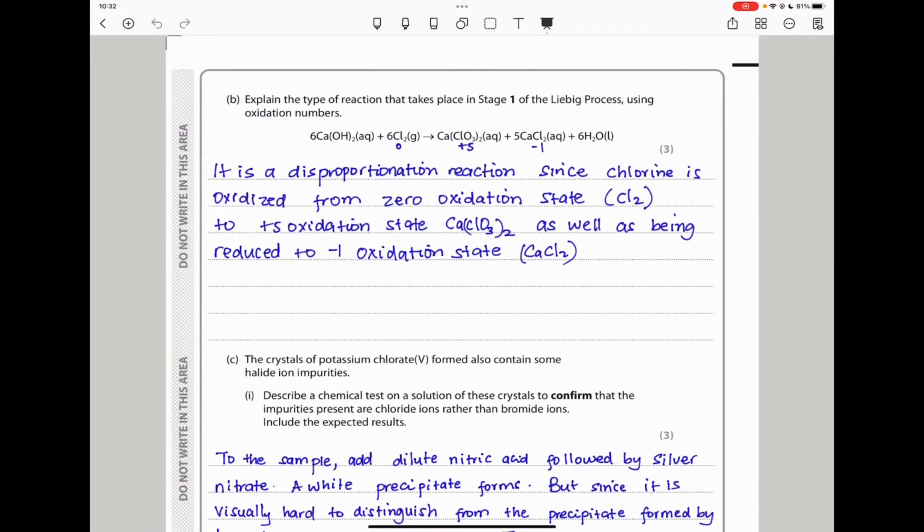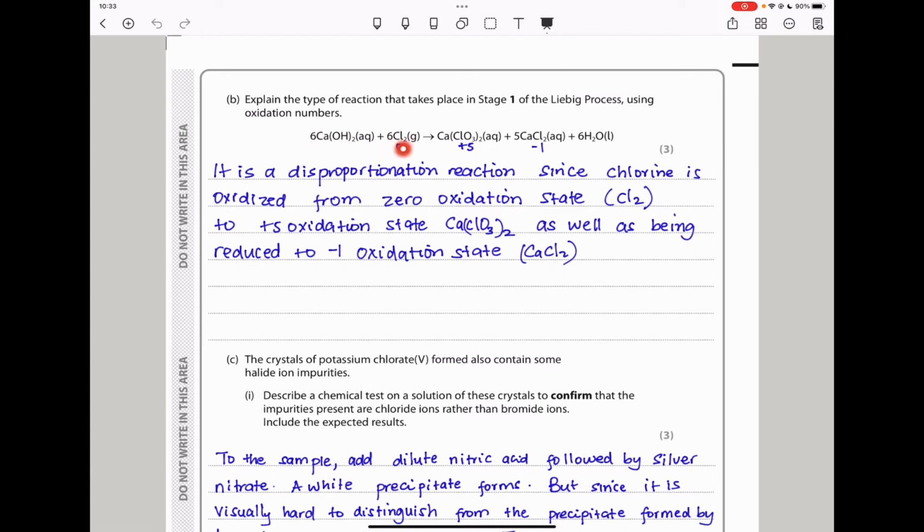Moving on. Here they say explain the type of reaction that takes place in stage 1 of the labeling process using oxidation numbers. So if we're using oxidation numbers, we want to know if the reaction is a reduction or if it's oxidation. Now looking at calcium, we see this is calcium 2 plus, still 2 plus. Oxygen is not in O2, it's not in hydrogen peroxide, it's not attached to fluorine, so we can know it's going to be -2. Hydrogen is the same thing, it's going to be +1 here as well as there, so there is no change here.